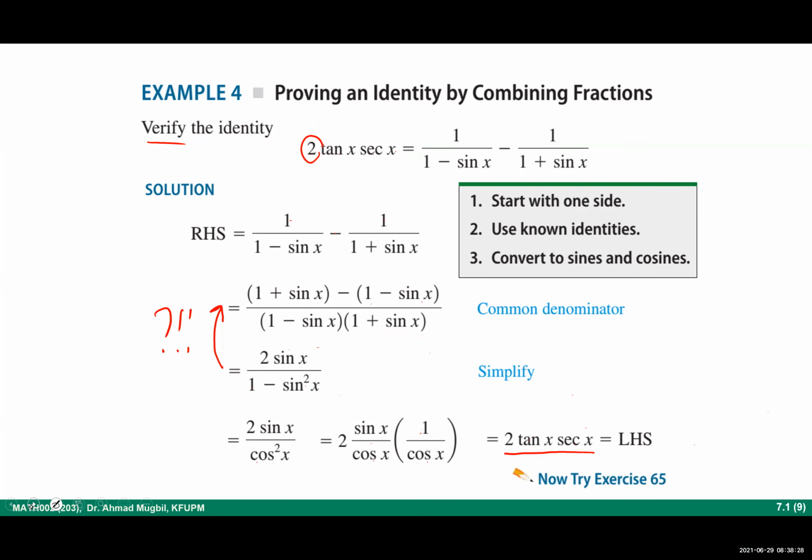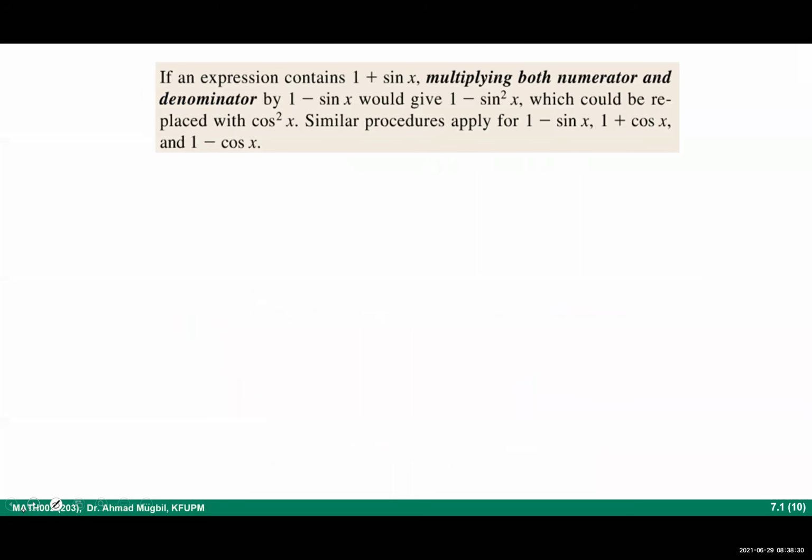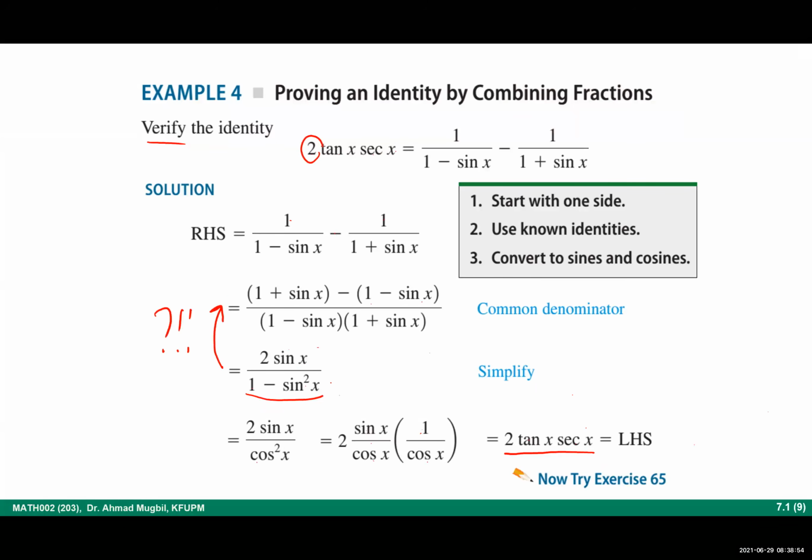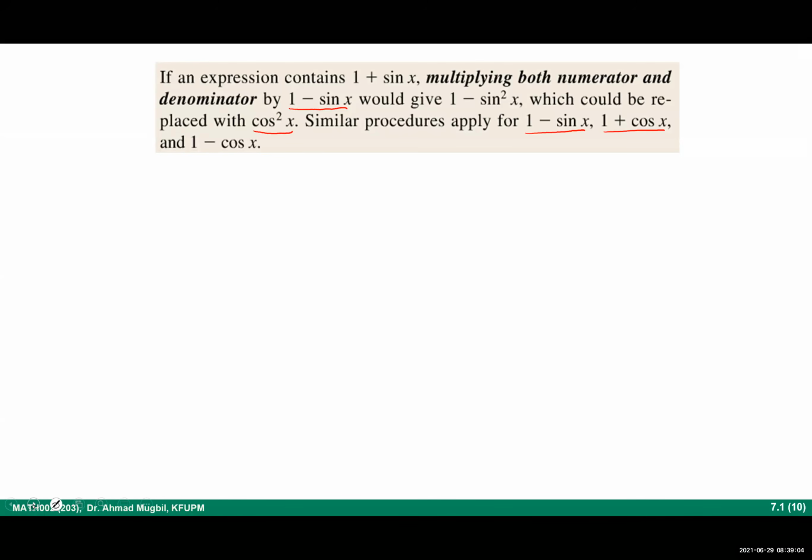Let's take another example. If an expression contains 1 plus sine x, multiplying both numerator and denominator by 1 minus sine x would give 1 minus sine squared, which is of course cosine squared. A similar process, ya shabab, can be applied for 1 minus sine, 1 plus cosine, 1 minus cosine. This is a very easy trick here. If you notice, when we multiply 1 minus sine by 1 plus sine, we will have 1 minus sine squared, which is cosine squared. This might be helpful, ya shabab, in many cases, like here.